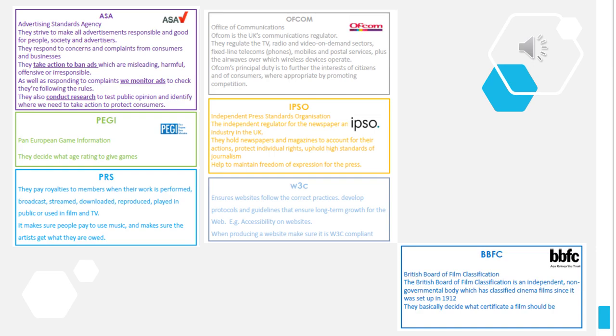The PRS, it's a little bit complicated how they work, but basically what they do is they look after royalties for music. So if you want to include music in your production, you need to contact the PRS and you basically pay them to use the music in your production. The PRS makes sure that everybody gets what they are owed for the music. So if you make a song and it gets used in a film, you need to get paid for that.